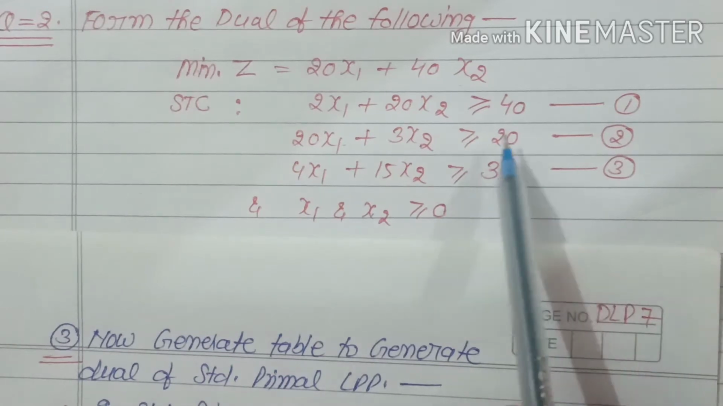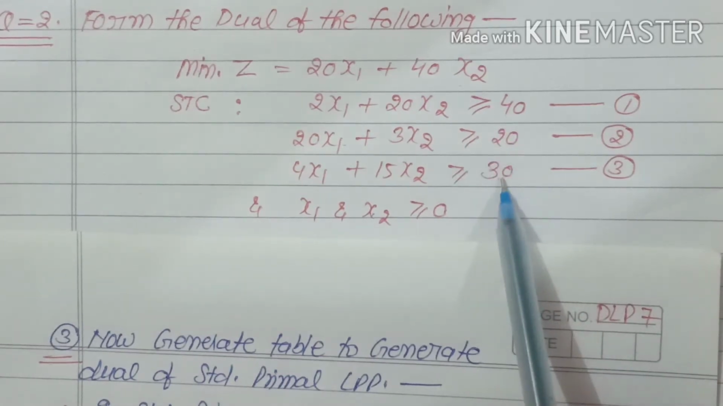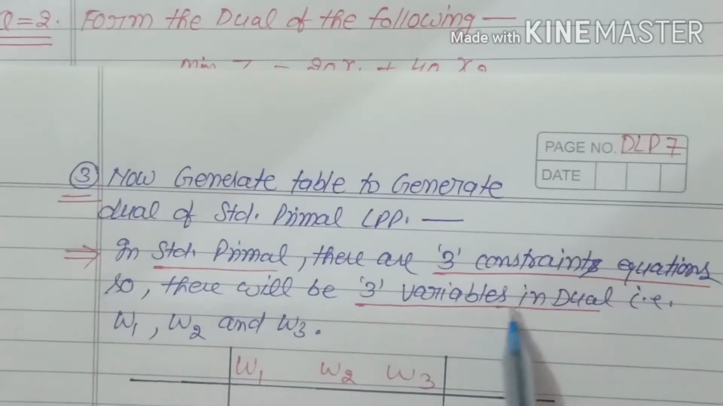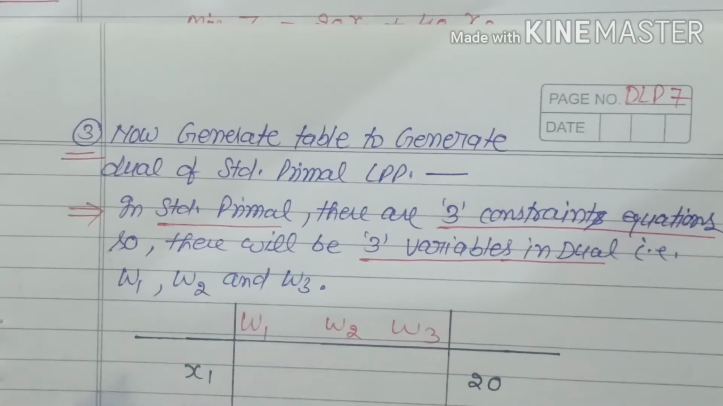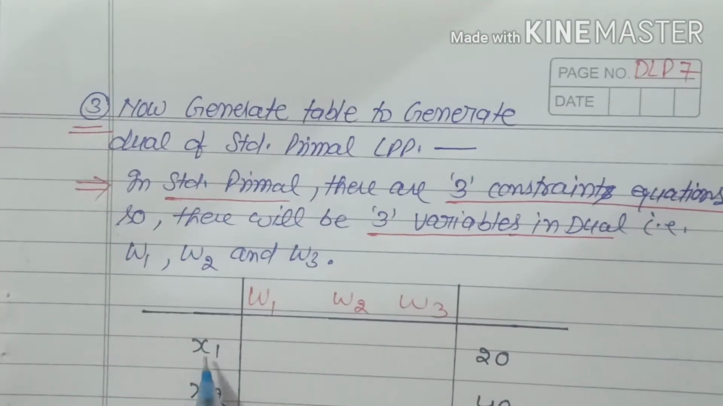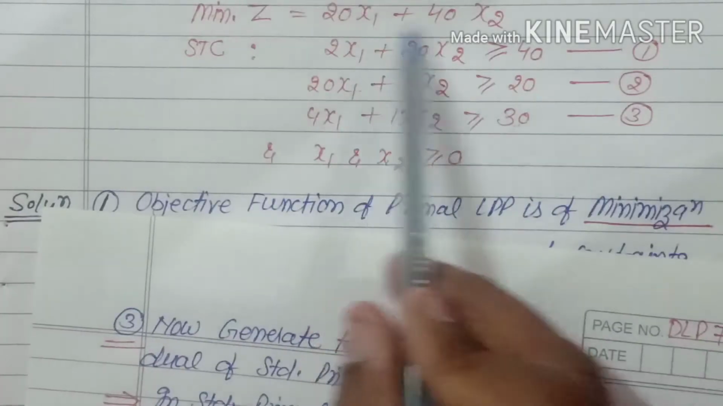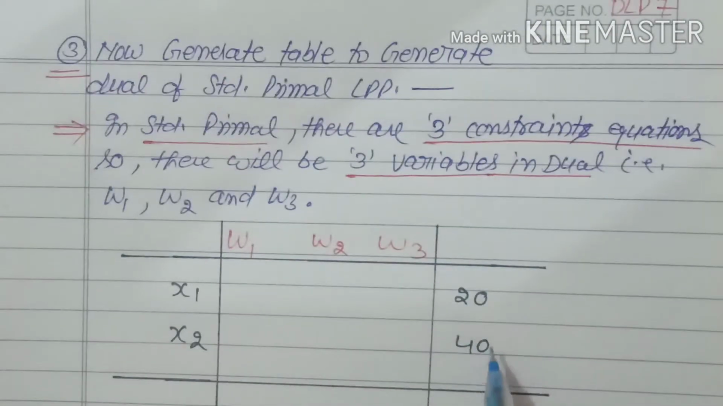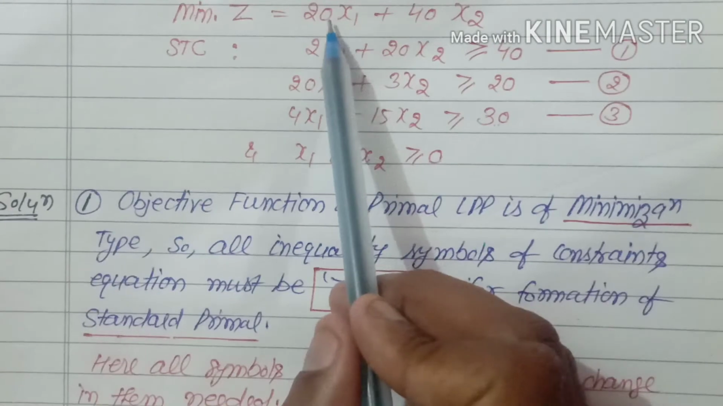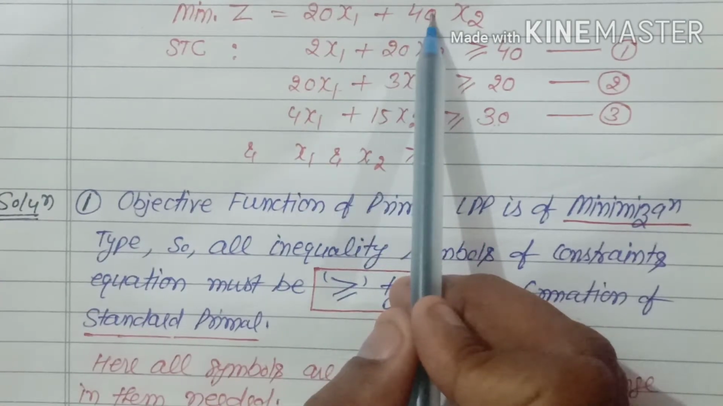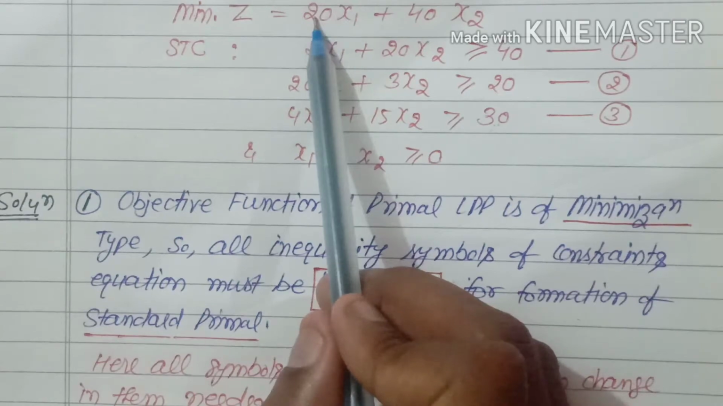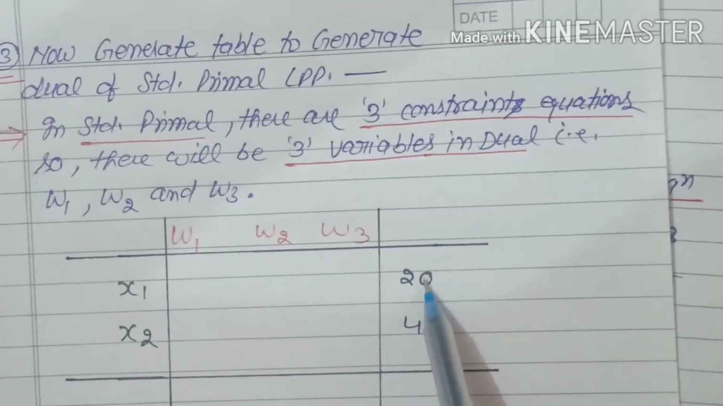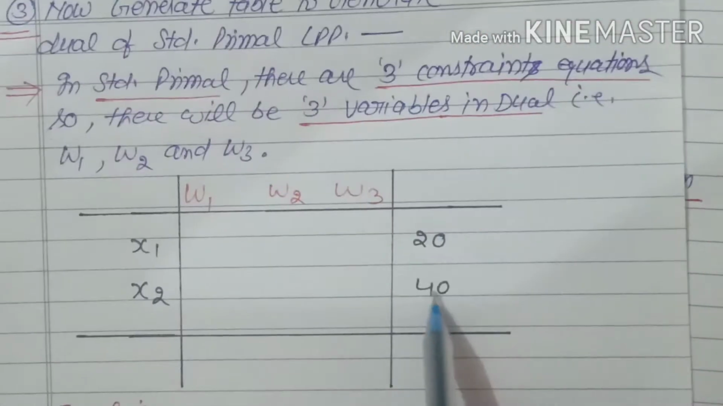Here you will see that there are three constraint equations, so there will be three variables in the dual. Let us consider them as w1, w2 and w3. Now you know that the variables from the objective function have to be written here. x1 and x2 are the two variables, so we have written these two variables here, and these are the coefficients of the different variables of the standard LPP. The coefficient of x1 is 20, so we have written this 20 here, and the coefficient of x2 is 40, so we have written this 40 here.